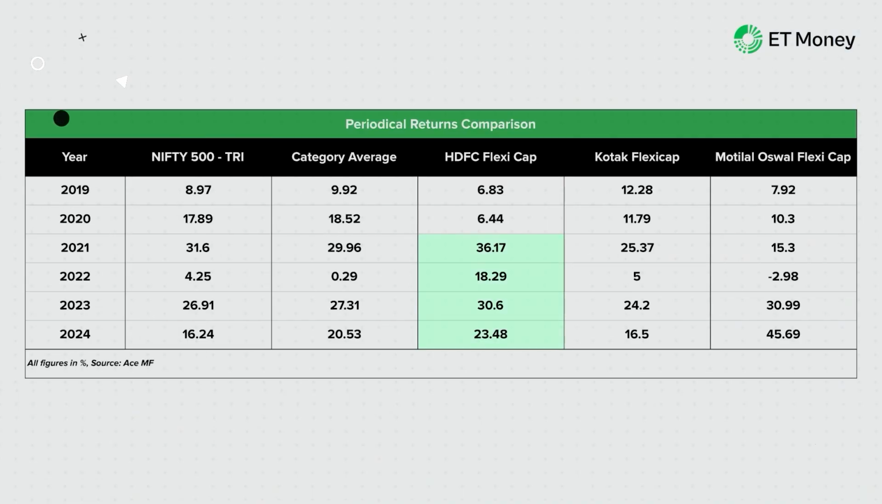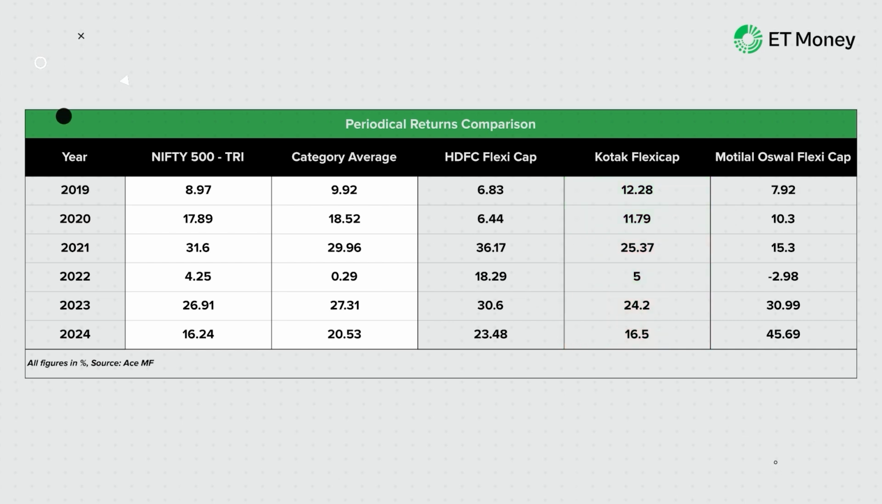Now for this, we looked at funds' performance for the past 6 years. HDFC has outperformed its benchmark in 4 out of 6 years. Kotak's performance has not been exceptional. It has either underperformed the benchmark or the returns were close to the Nifty 50 index.